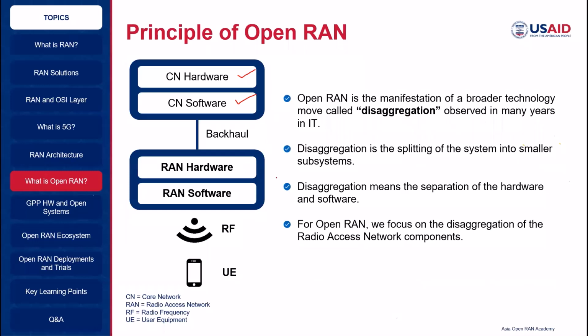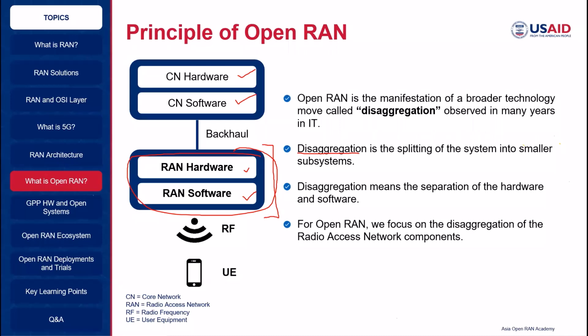When we say disaggregation, it is the splitting of the system into smaller subsystems. This means separation of the hardware and software. For Open RAN, we focus on the disaggregation of the radio access network component. So this one is what we are focusing on here. Now, what happened to the radio access network?